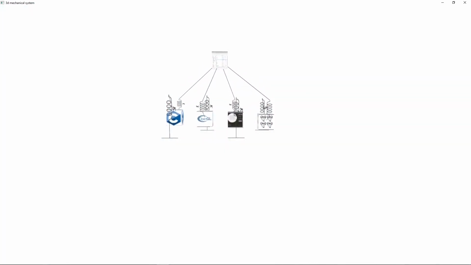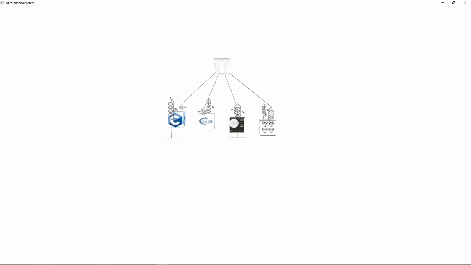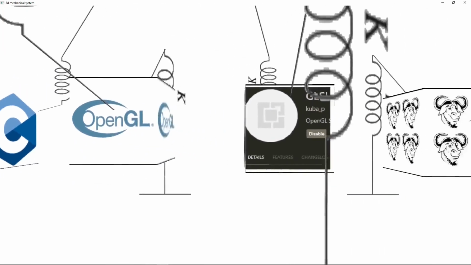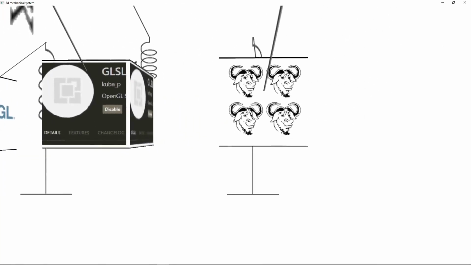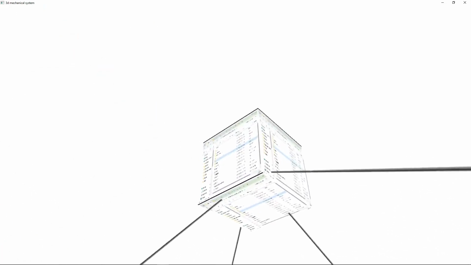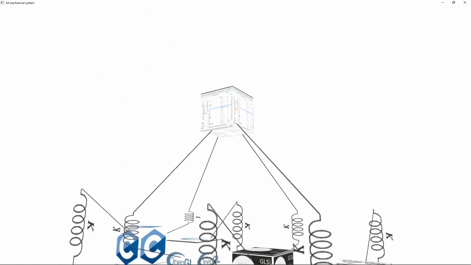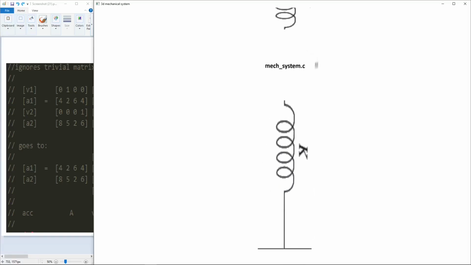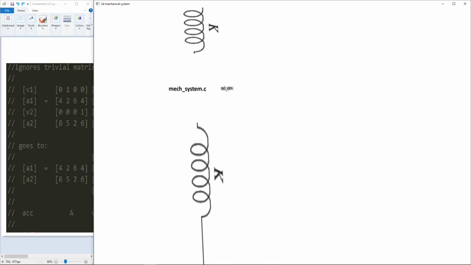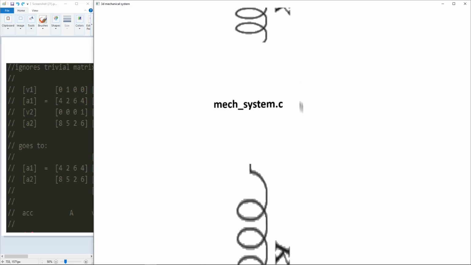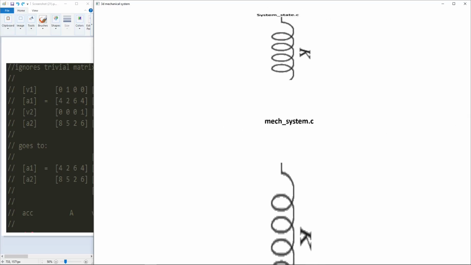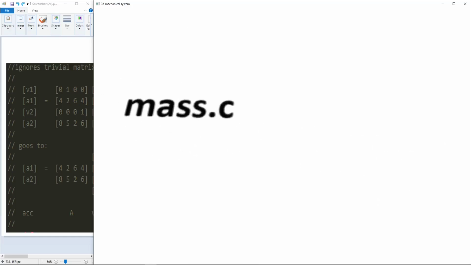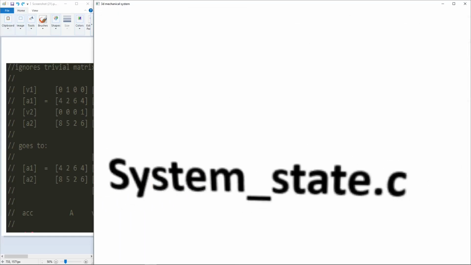Now I'm going to start talking about how I made this project and how it is structured. It is programmed in C, uses OpenGL for rendering, GLSL for shading, and the makefile for building the entire project. I have a struct that represents a connector and another that represents a mass. Each mechanical system has its own struct, which contains other structs for the data of all connectors and masses. It also includes a system state struct.